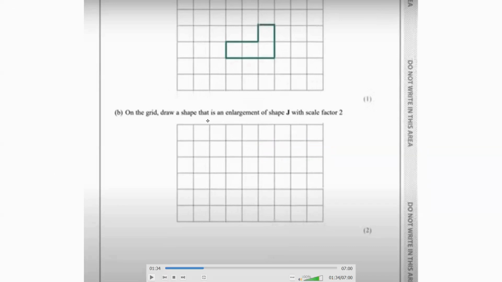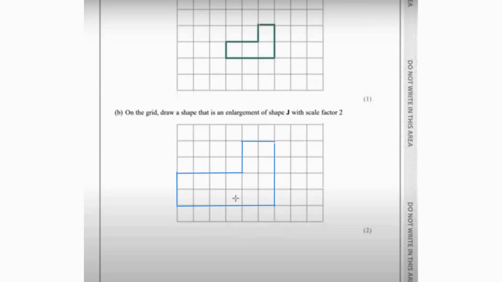Then it says on the grid, draw a shape that is an enlargement of shape J with scale factor 2. So scale factor of 2 means that each length of shape J is multiplied by 2. So this length over here, 2, is going to become 4. 3 will be 6. 1 will become 2. And 2 will be 4. This is your enlarged shape.